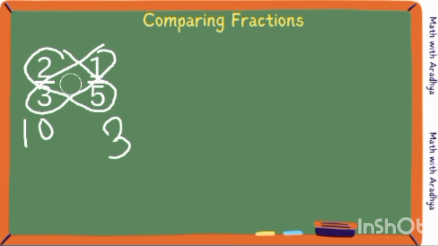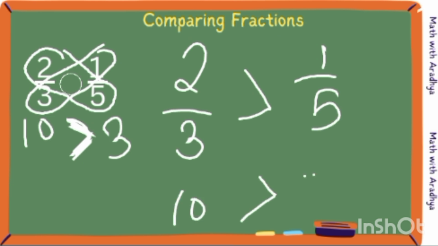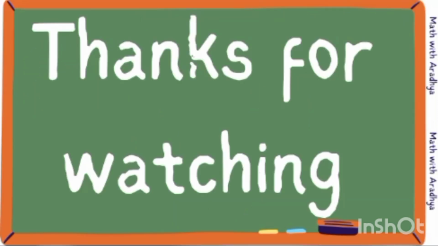Now we are going to compare which one is greater. Since 10 is greater than 3, it means 2 by 3 is greater than 1 by 5. And that's it. We have learned how to compare fractions using both the common denominator method and the cross multiplication method.